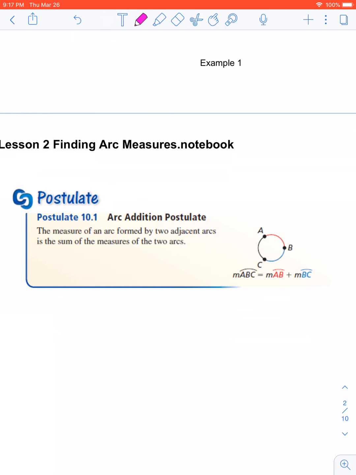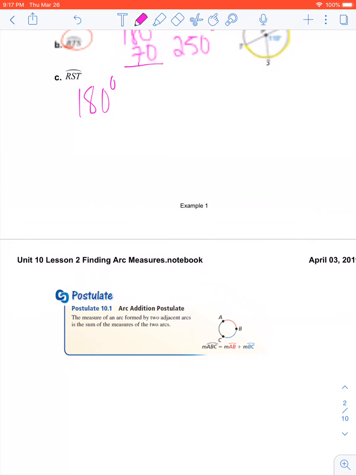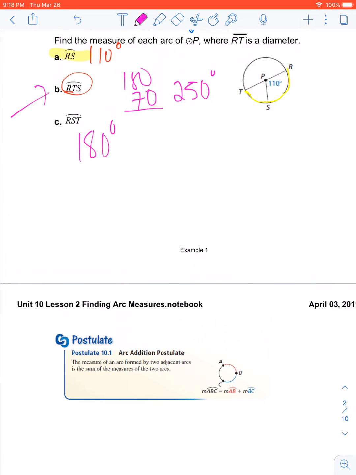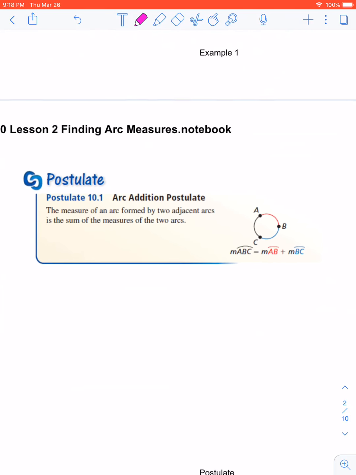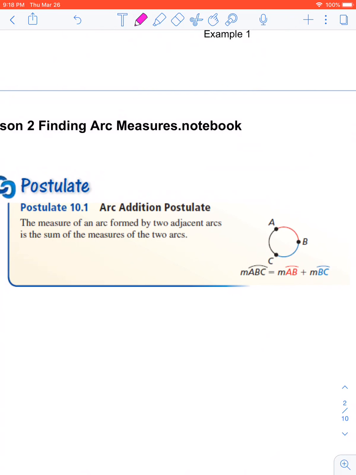So we just used the arc addition postulate on B here. We took arc RT that we knew was 180 and we knew S to T was 70 and added them together. So the measure of an arc formed by two adjacent arcs is the sum. Just like with segment addition, if this is 5 and this is 7, it makes the whole thing 12. We have that same idea with arcs.